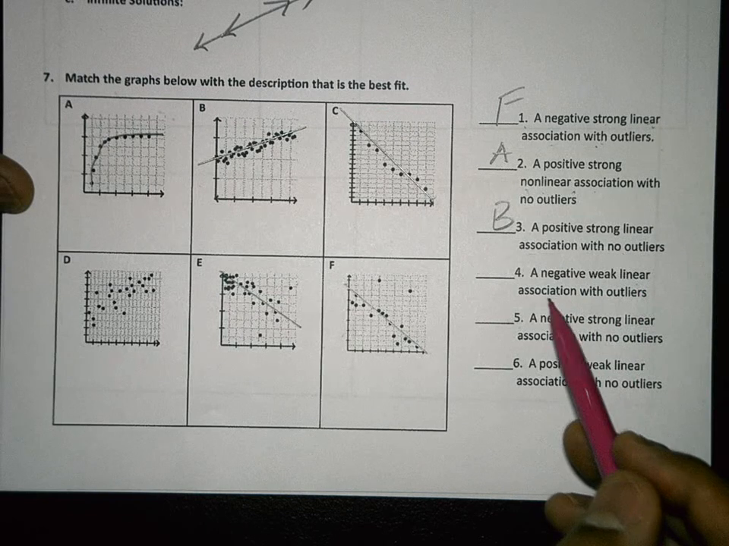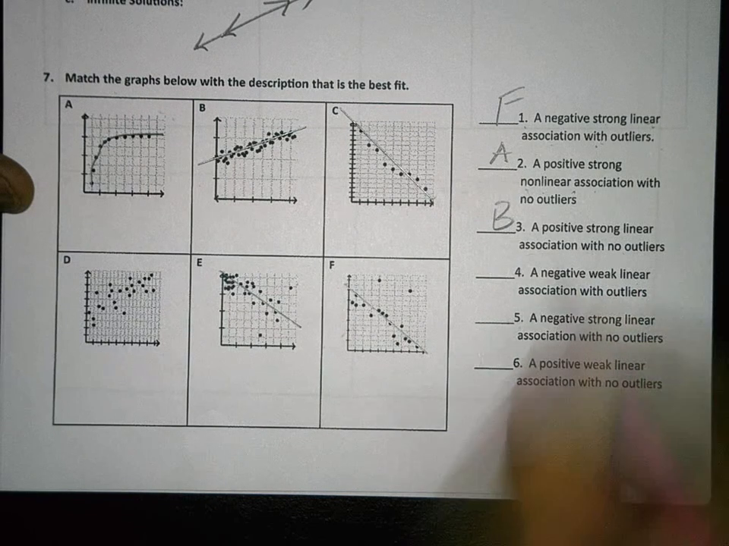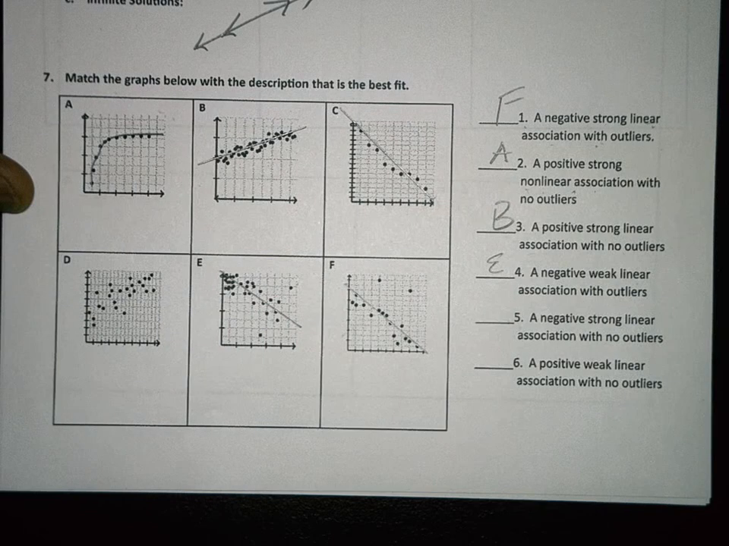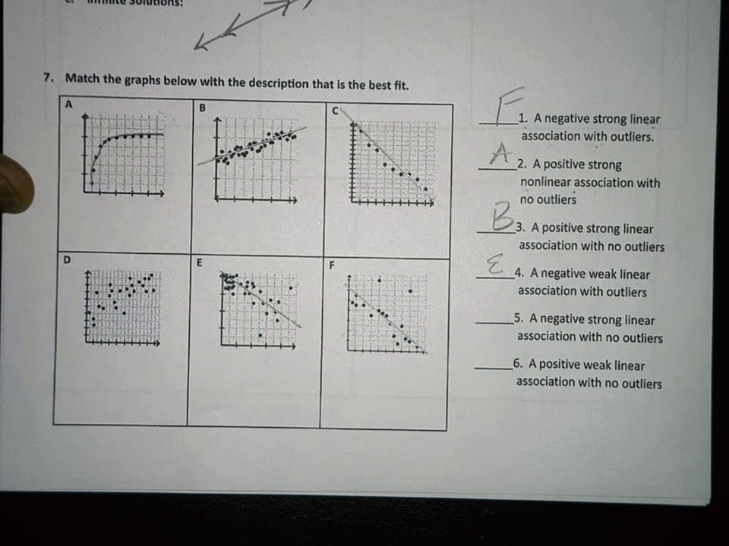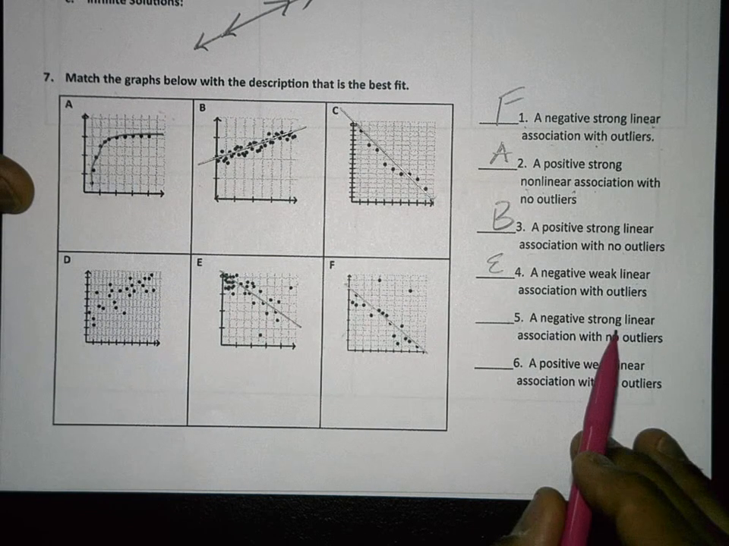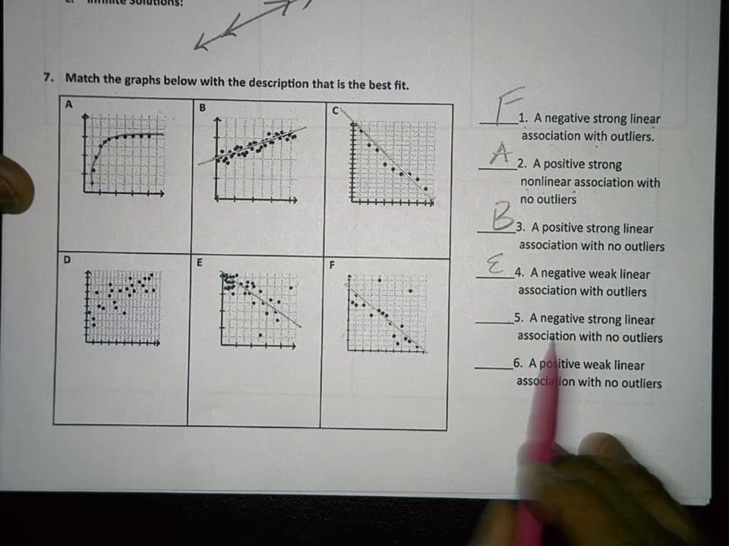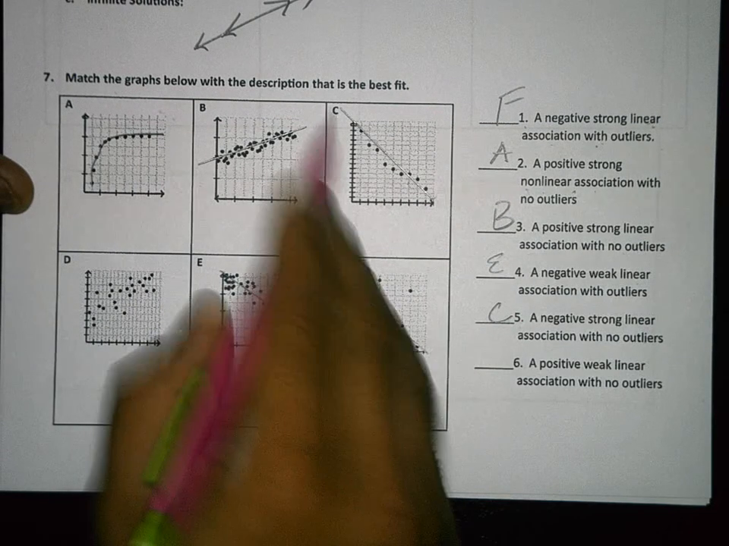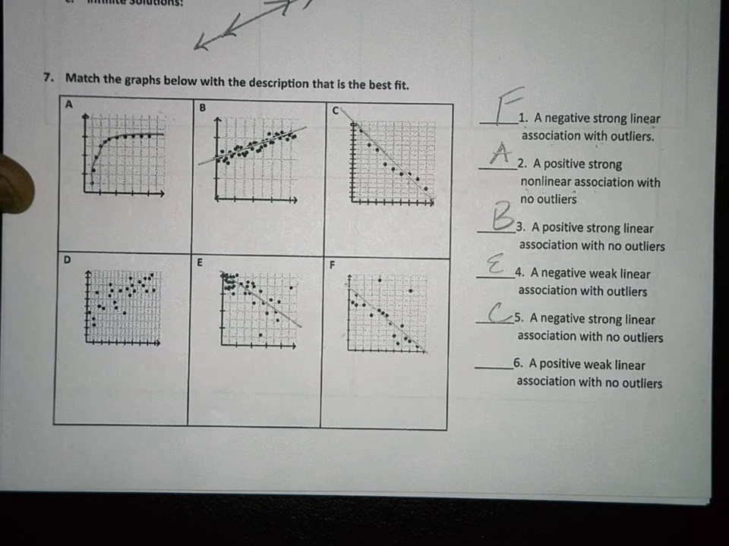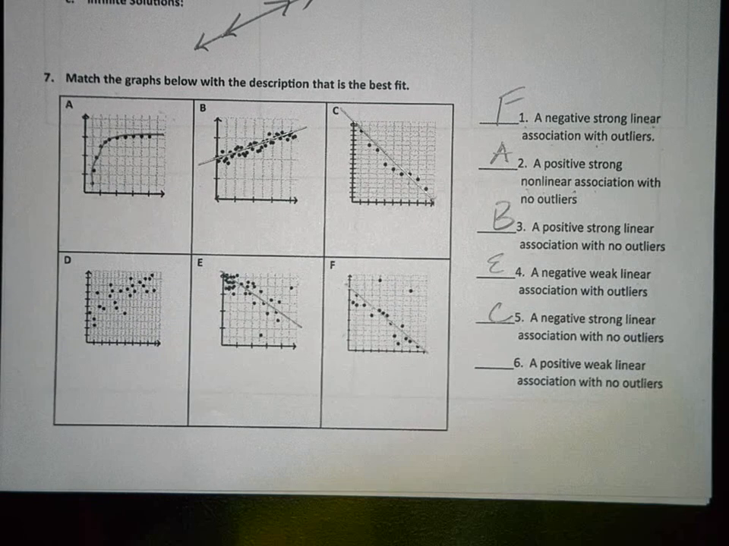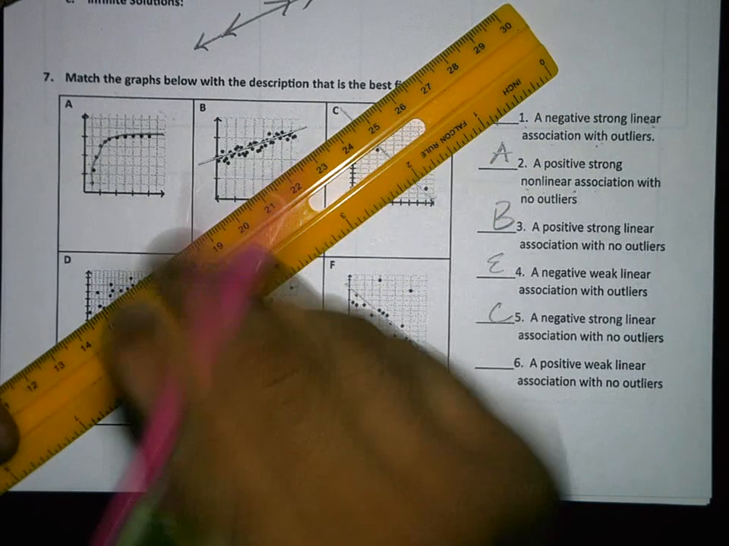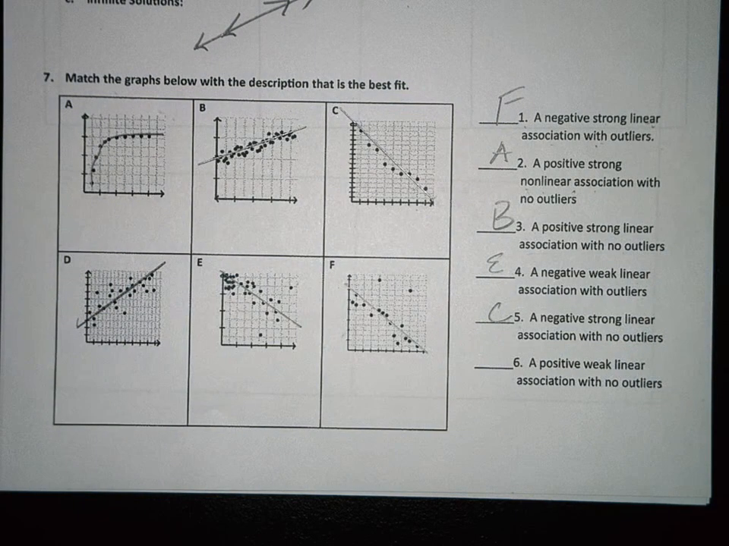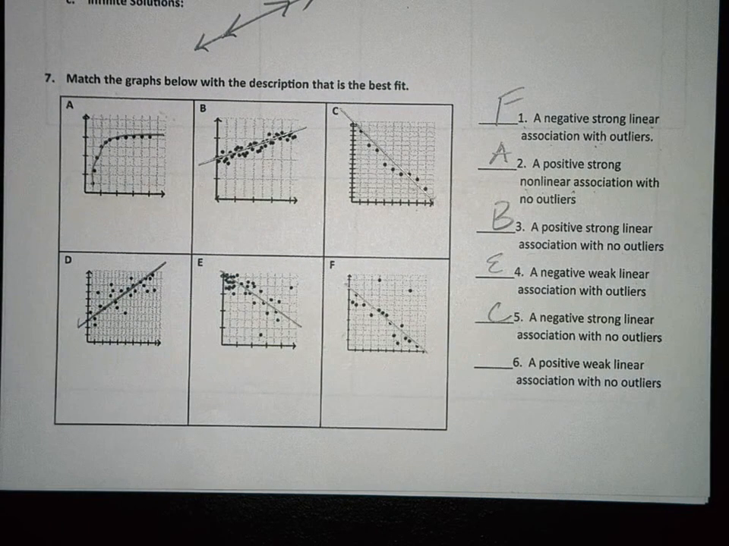Okay. A negative, weak association with outliers. I'm going to go with E on this one, just because the data points tend to be a little bit farther from the line. A negative, strong linear association with no outliers, and that's definitely going to be C, right? Because it's negative. A positive, weak linear association with no outliers. So if you look at D here, I can draw a line through here, and not one point seems drastically farther than all the other points, but it is a pretty weak association.